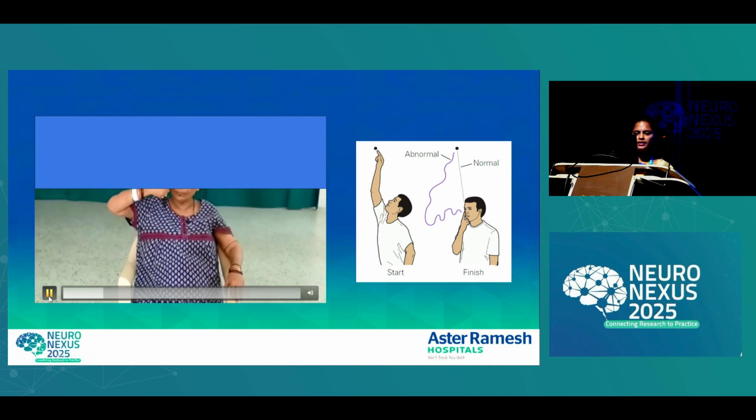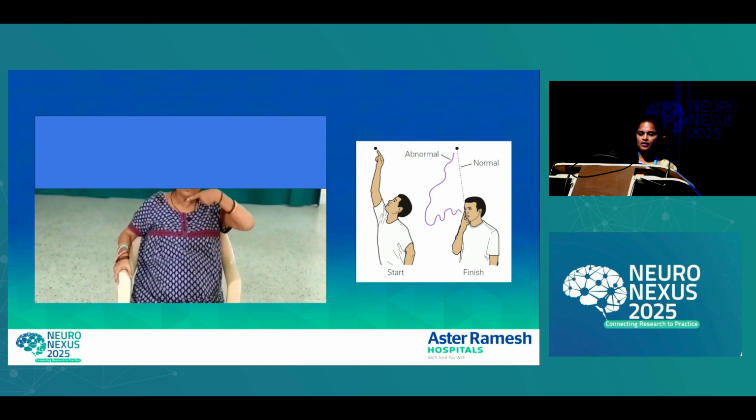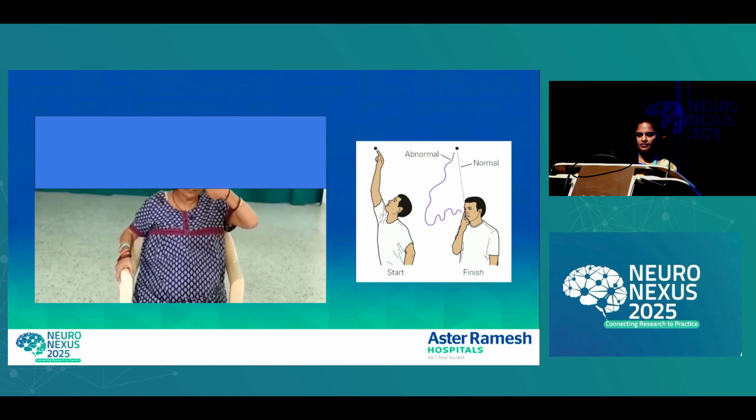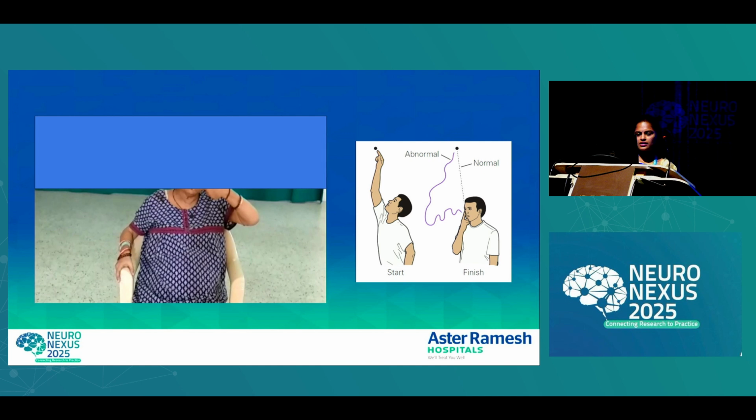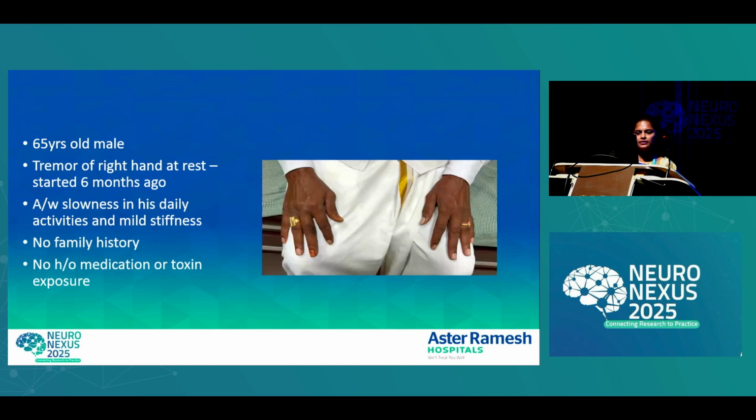So another case of posterior circulation stroke, you can observe on finger nose testing, there is an intention component of the tremor, that is tremor increases in severity while approaching a target. It is an intention tremor. So it occurs in lesions of cerebellothalamic pathway. There will be other signs and symptoms of cerebellar dysfunction like ataxia, dysmetria, dysdiadochokinesia and dysarthria.